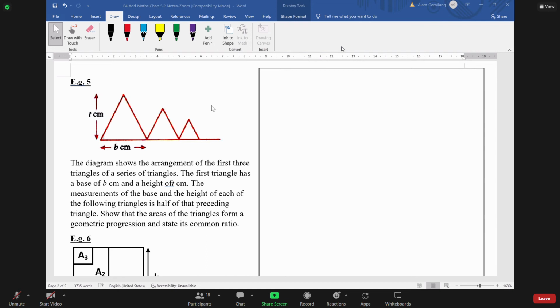That means you have to find this A1, this A2, this A3. So you have to show A2 over A1 must equal A3 over A2, and that must equal this common ratio. So what is this common ratio? Yeah, Christine, correct.